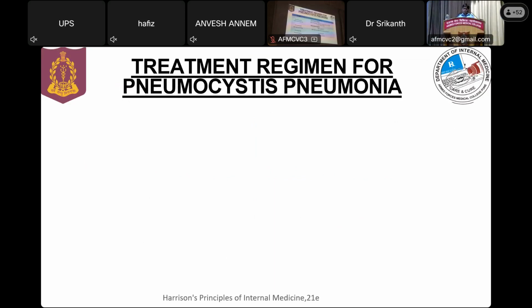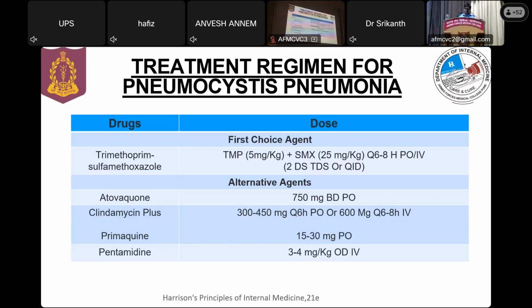So treatment regimen for PCP, generally we follow, the first line treatment is trimethoprim and sulfamethoxazole, with the dose of trimethoprim being 5 milligram per kg and sulfamethoxazole about 25 milligram per kg. For adult dose, it comes out to be 2 tablets of double strength 8 hourly. And the alternative agents available with us are pentamidine, clindamycin plus primaquine and atovaquone.